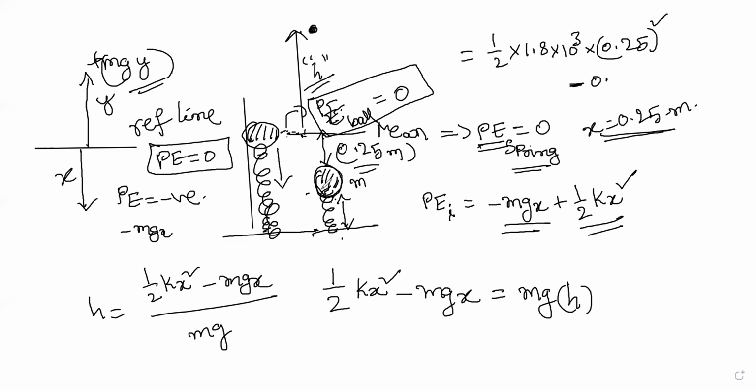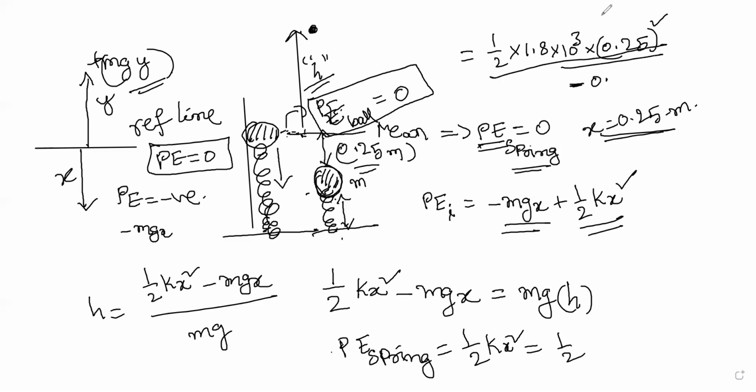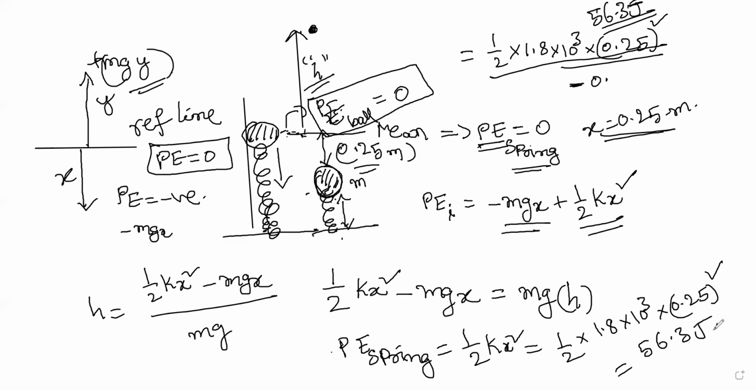So elastic potential energy in the spring, half kx square. Potential energy of the spring they asked, that is the first part. That is half kx square, half into 1.8 into 10 cube into 0.25 square. When you calculate, you get about 56.3 joules. You can give it, right? This is the first part of the question. So this is what you get.